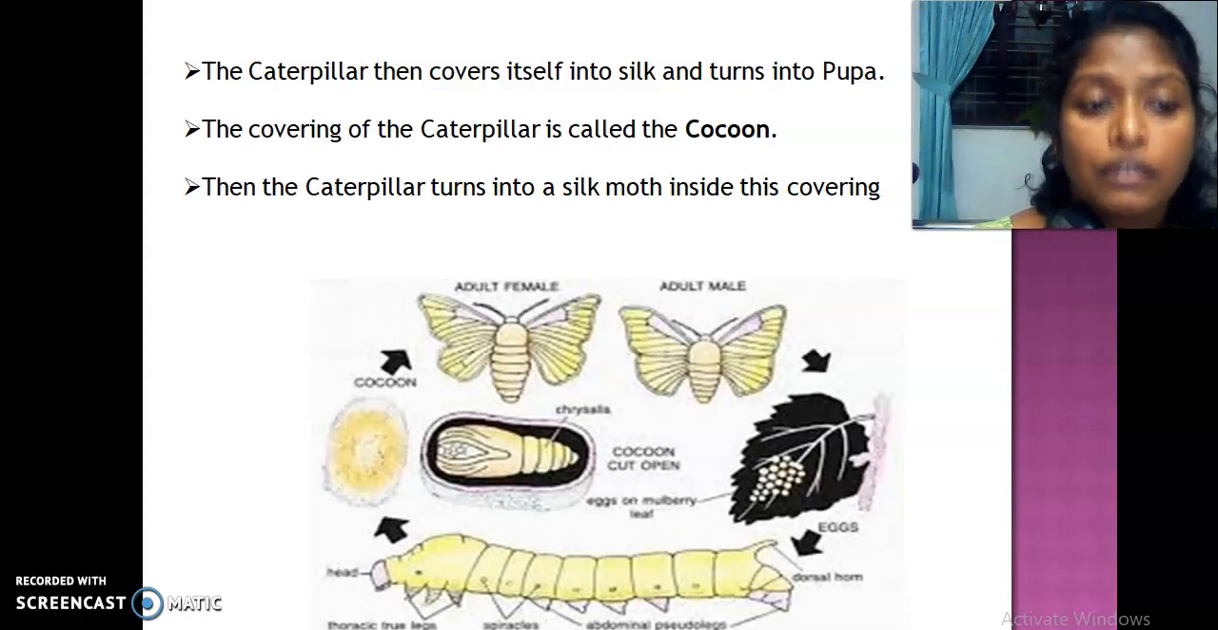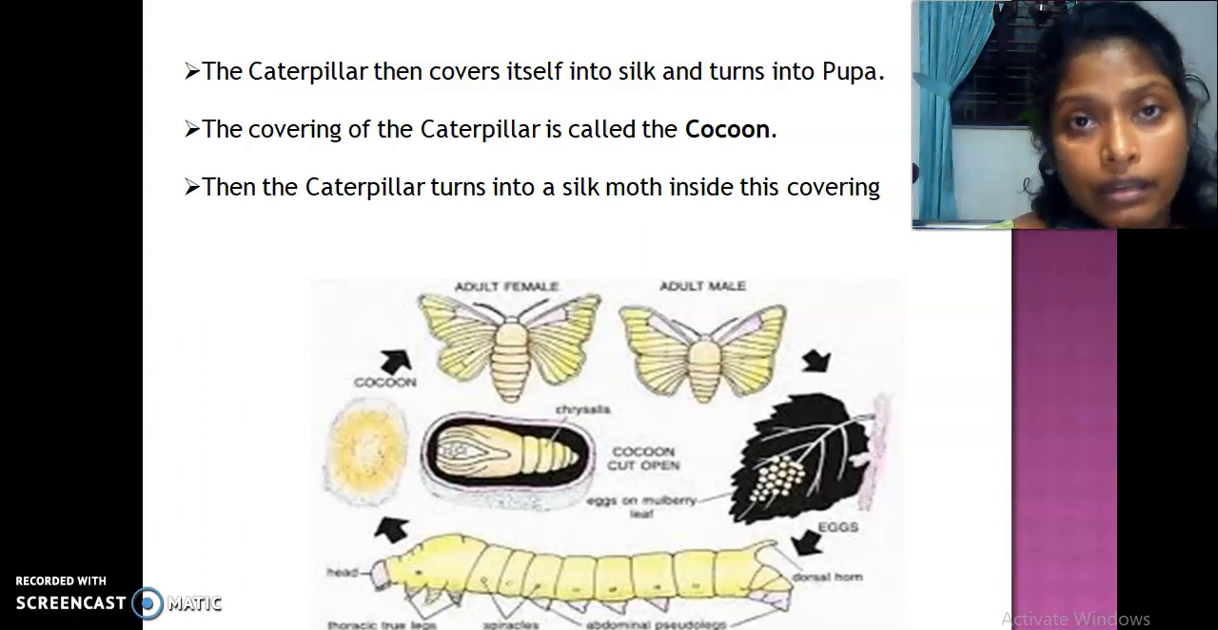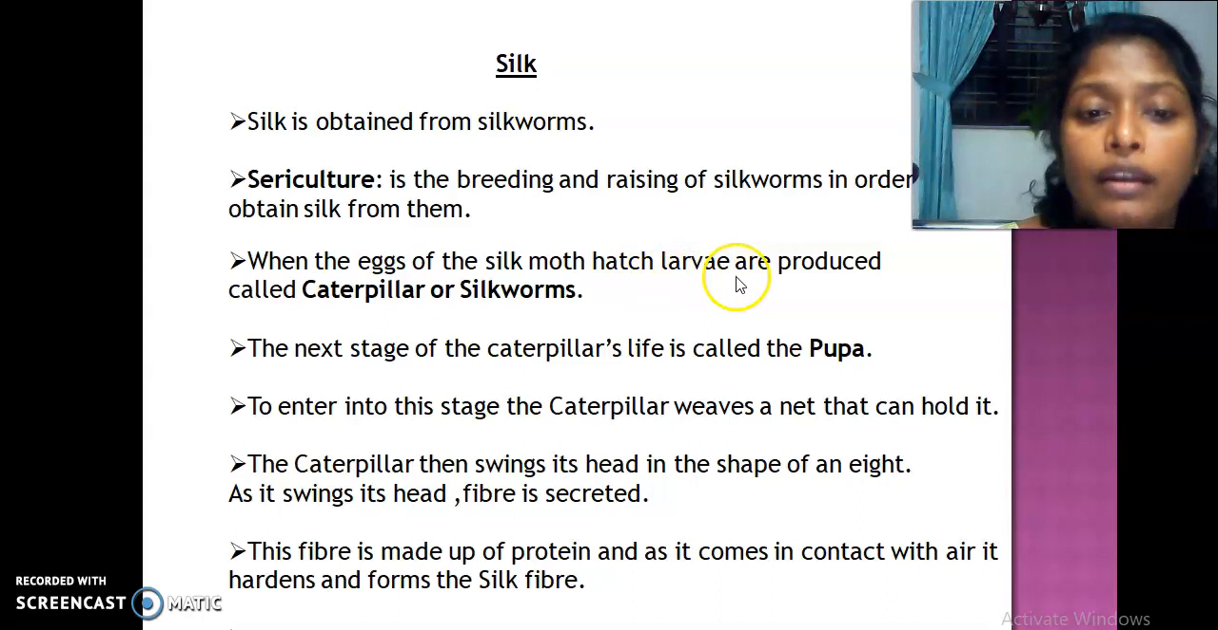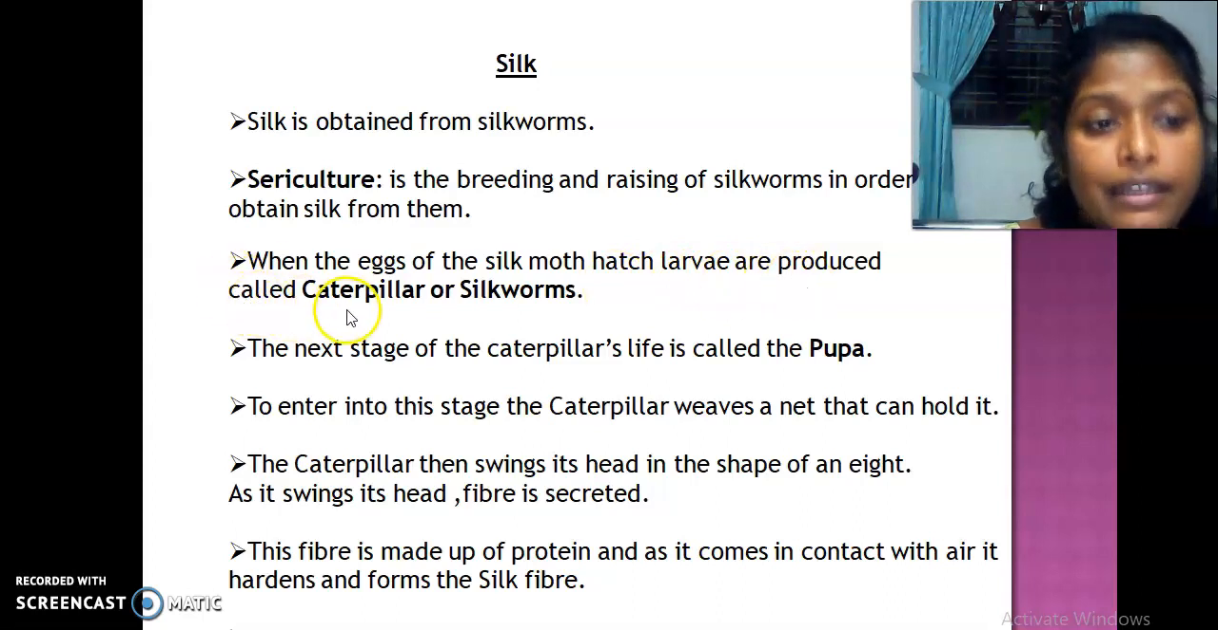If the cocoon is not collected on time, the caterpillar will develop into a moth inside the cocoon and comes out of the cocoon by creating a hole and forms either an adult female or adult male. So this is what is explained here. When the egg of the silk moth hatches, larvae are produced, and these larvae are either called silkworm or caterpillar. Now the next stage of the caterpillar is called pupa.